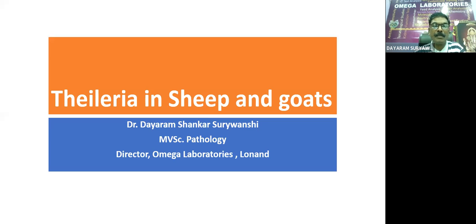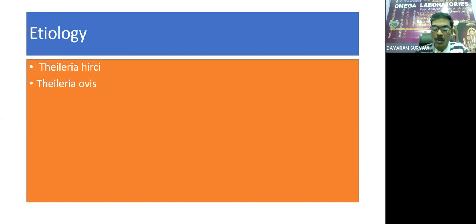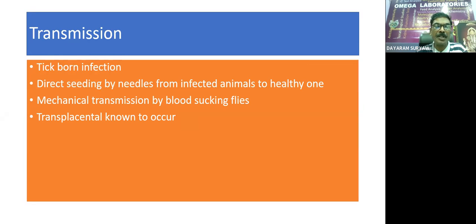Today we are discussing theileriosis in sheep and goat. It is observed in small ruminants very frequently. Theileria hirci and Theileria ovis, these two species of Theileria, are present in sheep and goats. This is purely a tick-borne infection.